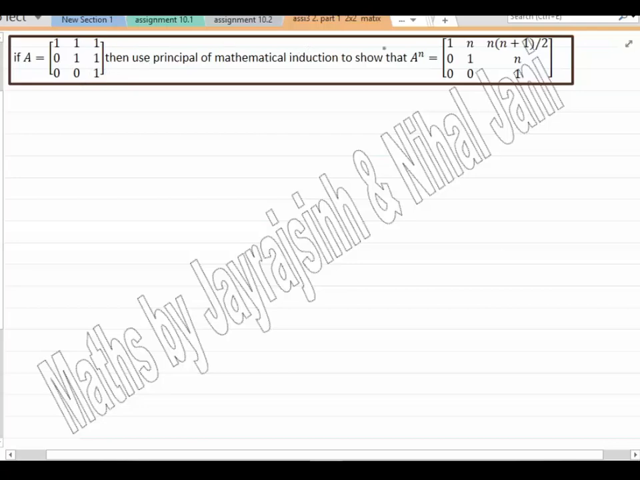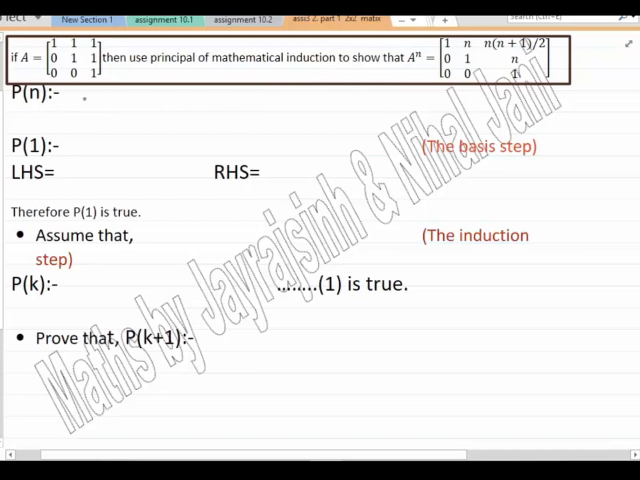In our next question, given matrix A is 1 1 1, 0 1 1, 0 0 1, then using PMI we have to prove that A raised to n is equal to 1 n n into n plus 1 by 2, 0 1 n, and 0 0 1. Here we have to use PMI. So let's get the predefined terms. Here it is, and our P of n is A raised to n is this matrix.